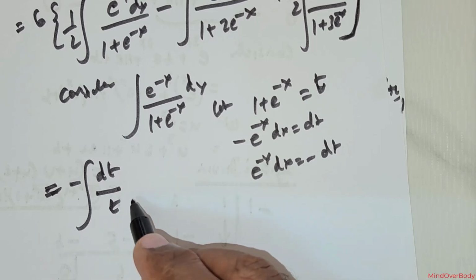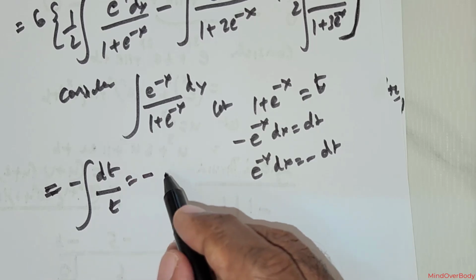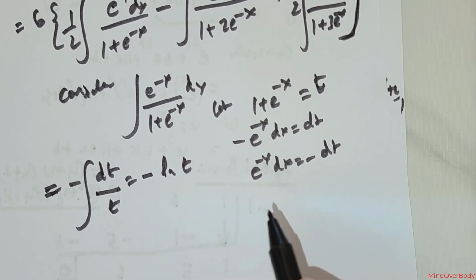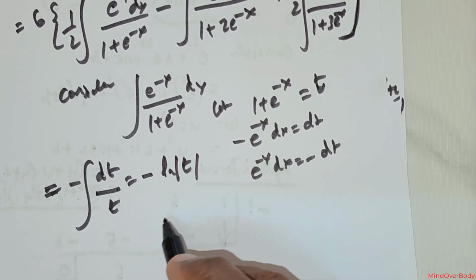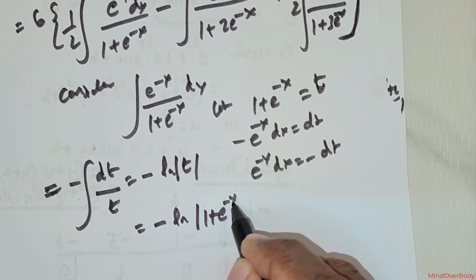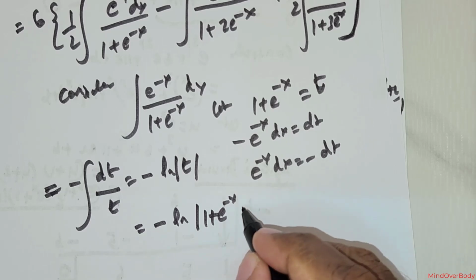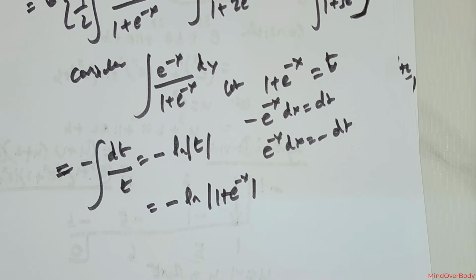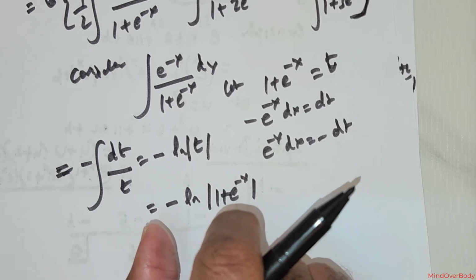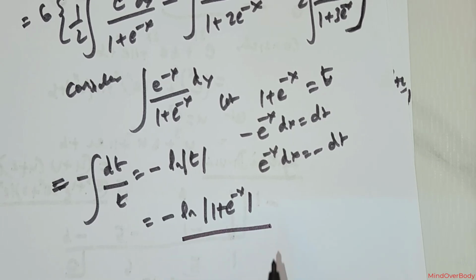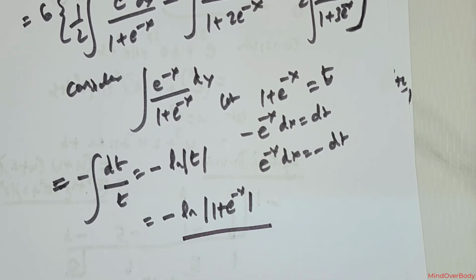So now this is going to be negative ln of t. You can place a modulus sign, which is nothing but negative ln of 1 positive e raised to the power of negative x. So this is what we've got. Fair enough. You can take this and substitute it here. I will make the substitution at the end.